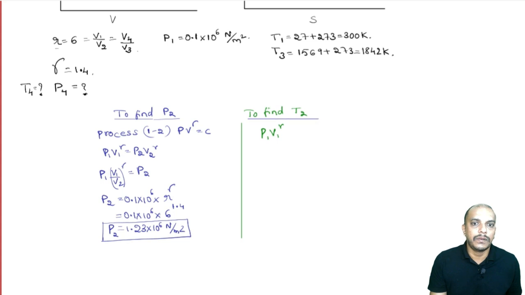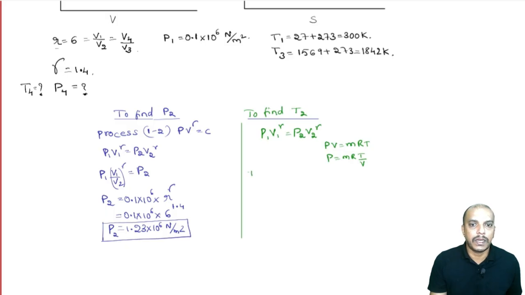So, to find T2, we use the same trick, but let us go for the temperature and volume relationship. Using PV = mRT, we want to eliminate pressure. So, in place of pressure, I will go for mRT by V. So, mR cancels out, and I will not use mR here.